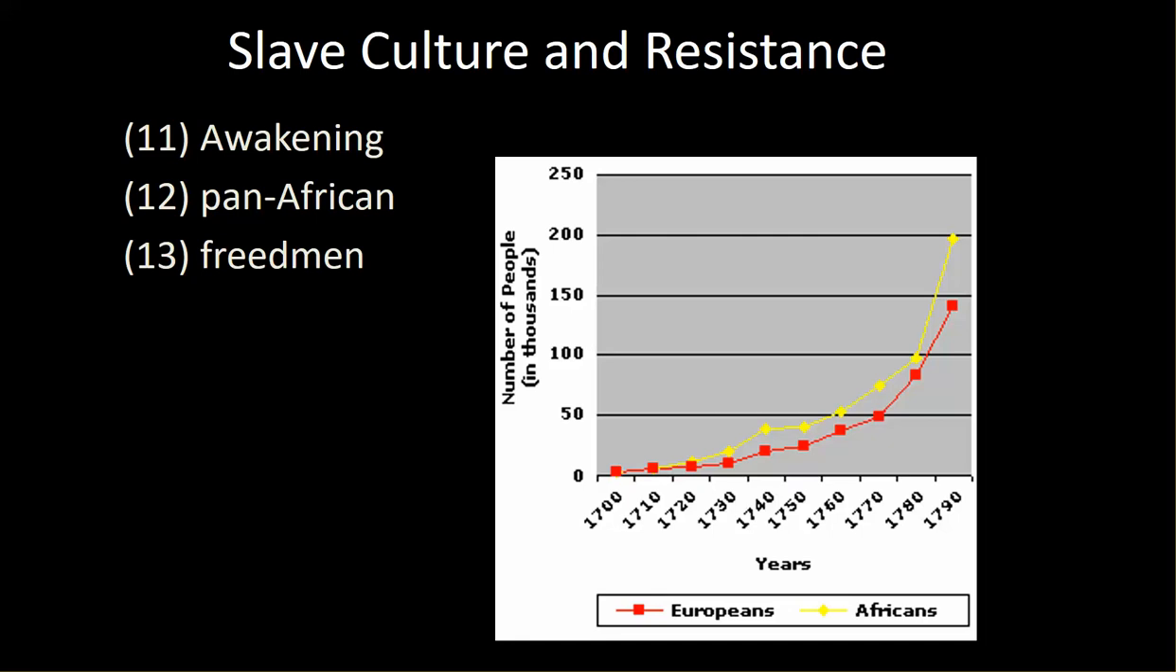We use the term melting pot to usually talk about European immigrants becoming Americanized. But probably the most successful melting pot in American history was creating an African-American people from the Africans who were transported here to be slaves.